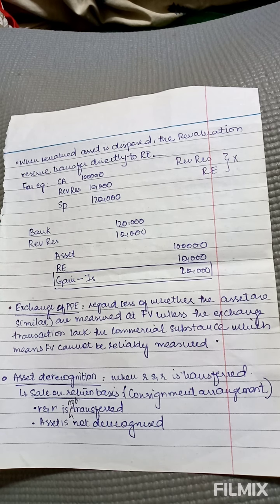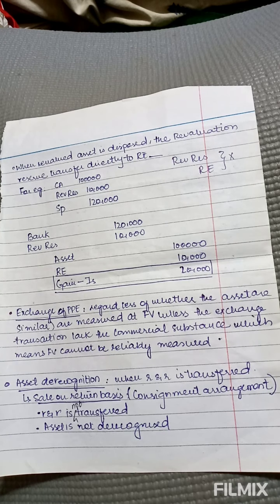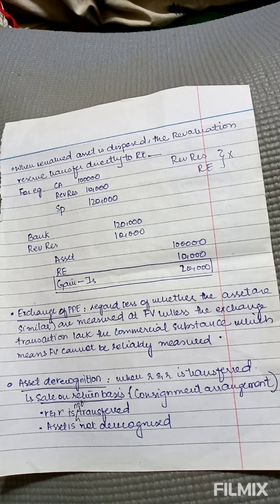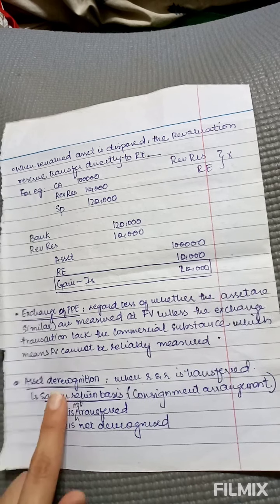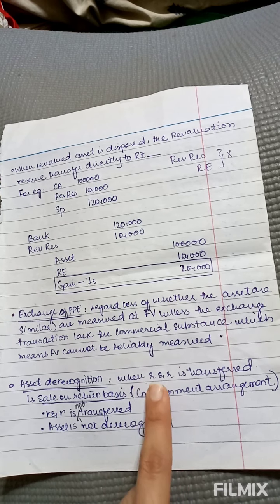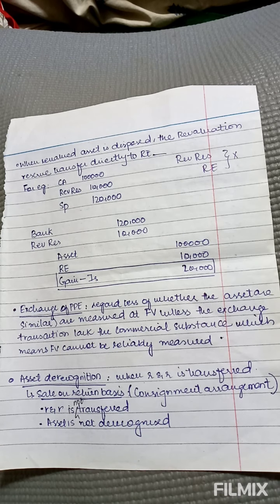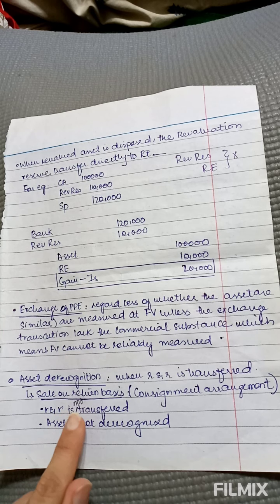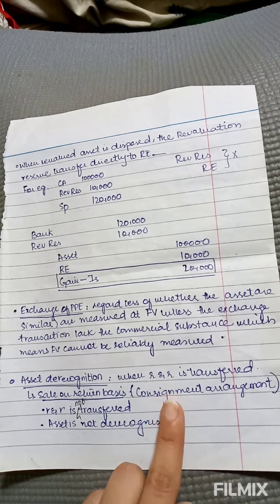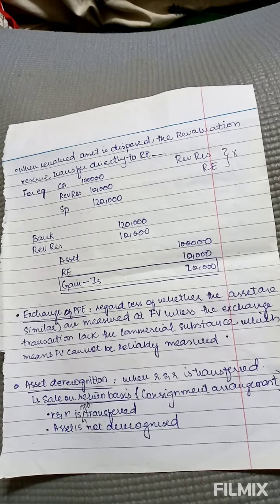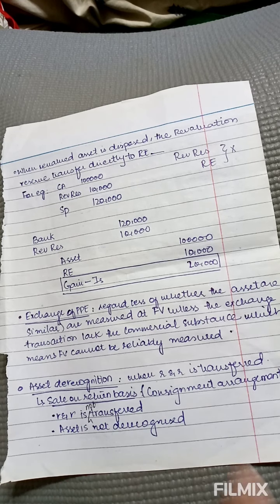Then other tricky aspects of property, plant and equipment. Here I have written R&R. R&R is risk and reward. The derecognition criteria: when risk and reward is transferred to the buyer, the asset is derecognized from the books. Now some other tricky aspects of derecognition, that is, sale on return basis, commonly known as consignment arrangements. In this case, risk and reward is not transferred. That is why the asset is not derecognized.